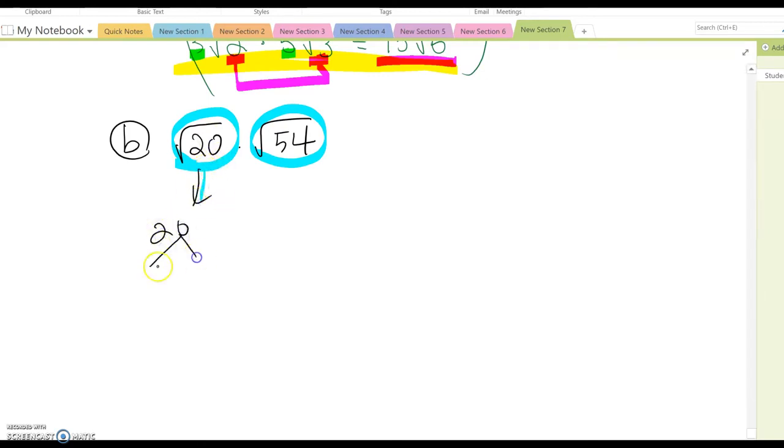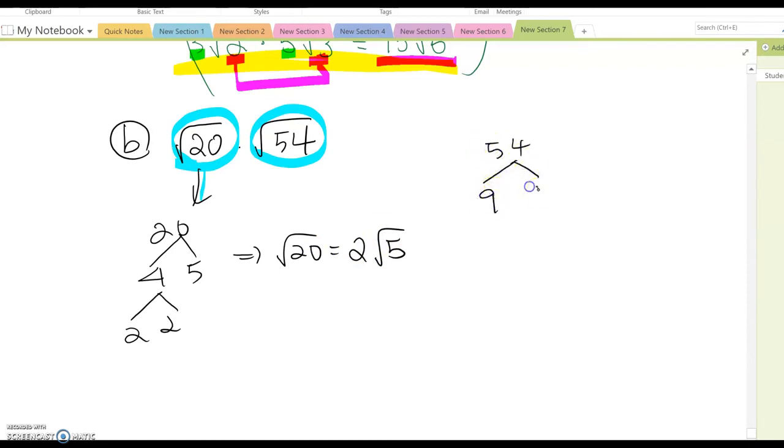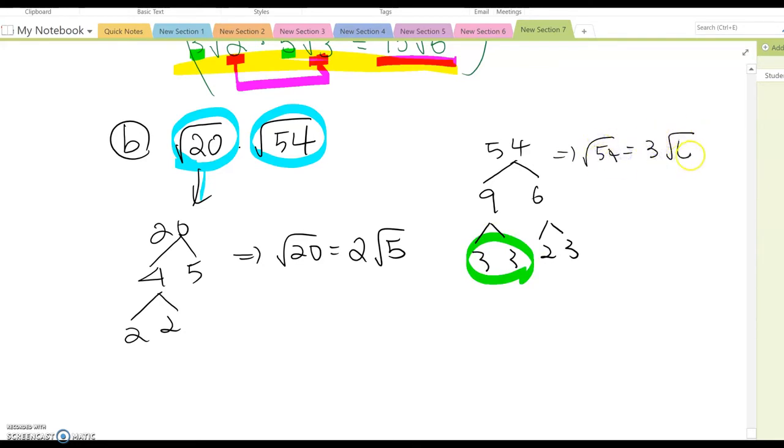Okay, then the 20 case. So 20 means 4 times 5 and 2 times 2. So you can rewrite this as 2 root 5. And the 54, which is 9 times 6 and 3 times 3 and 2 times 3 here. So as you see, one pair, so root 54 equals 3 root 6. This 6 is not something in square form, so you just multiply it back and then put it here.